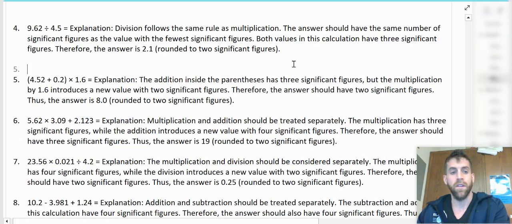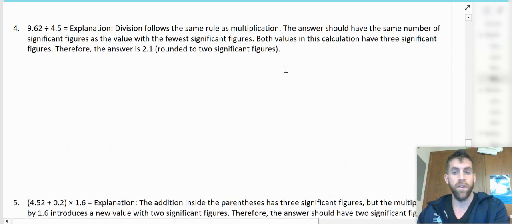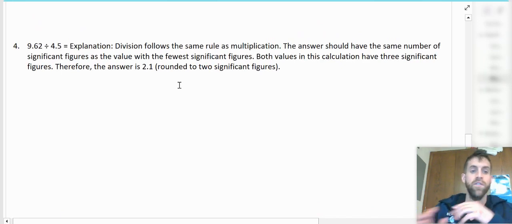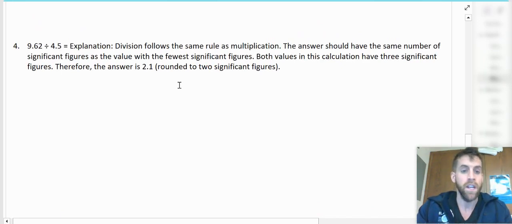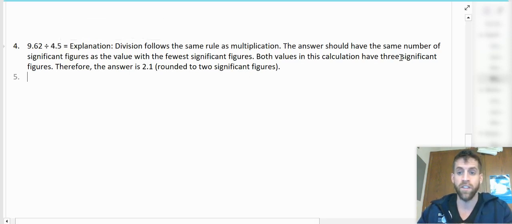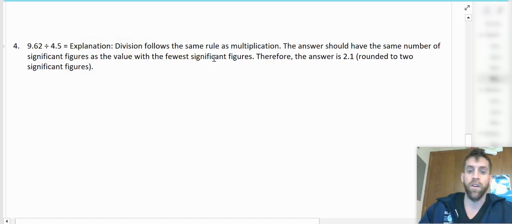Moving on. Let's look at number 4 here. So we have 9.62 divided by 4.5. Our explanation here is that division follows the same rule as multiplication. The answer should have the same number of significant figures as the value with the fewest significant figures. Both values in this calculation have 3 significant figures. That's a lie. Okay, 4.5 is clearly 2. I will delete that. Therefore, the answer is 2.1, which is funny because it said it had 3 as the lowest. So it rounded to 2 significant figures.